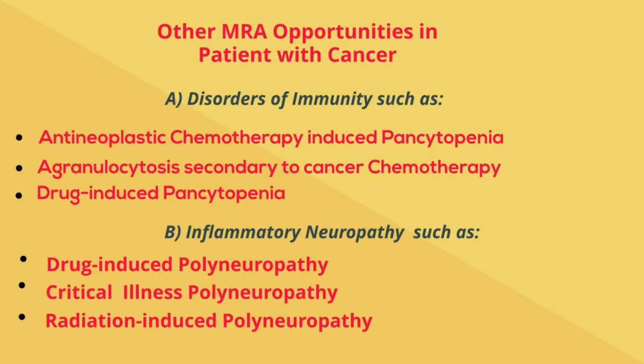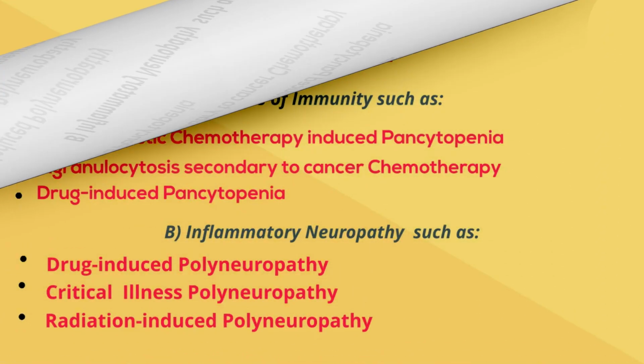Cancer treatments that are more likely to weaken the immune system are chemotherapy, targeted cancer drugs, radiotherapy, and high doses of steroids. MRA immune disorders include antineoplastic chemotherapy-induced pancytopenia, agranulocytosis secondary to cancer chemotherapy, and drug-induced pancytopenia.